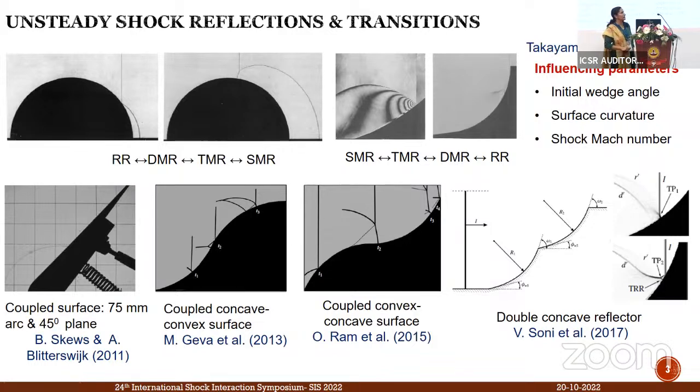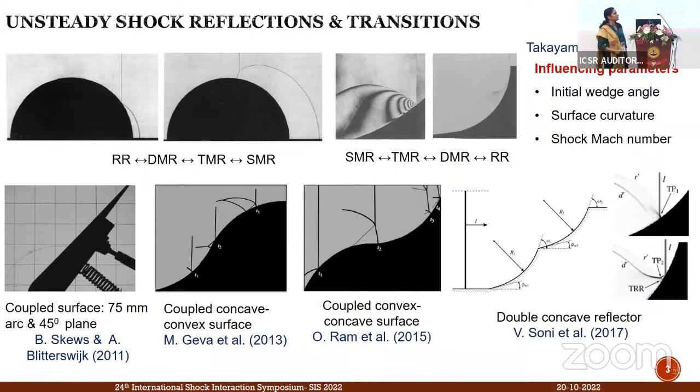So basically, shock reflection. In the unsteady framework, even today, we don't have a very good proper model which tells us about the shock transition. Takayama and Sasaki, during 1983, have done very rigorous experimental studies on convex and concave surfaces to understand this transition. So a convex surface gave an RR-MR transition, whereas a concave surface gave an MR-RR transition.